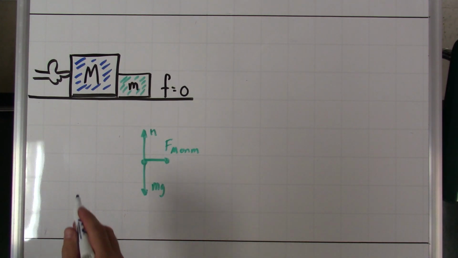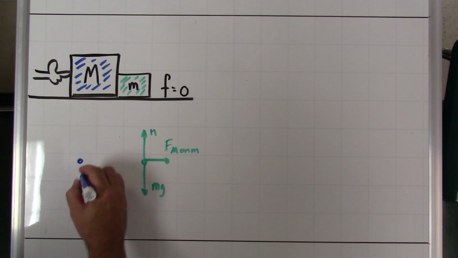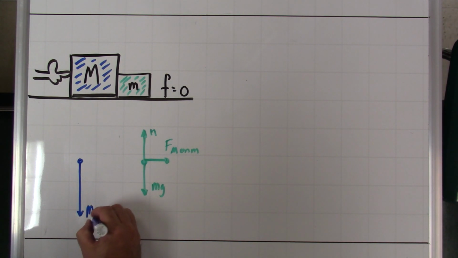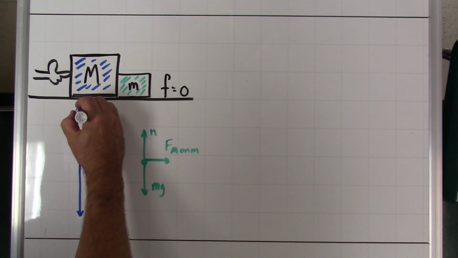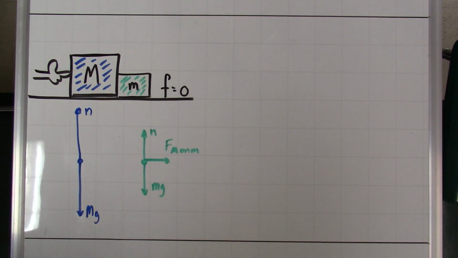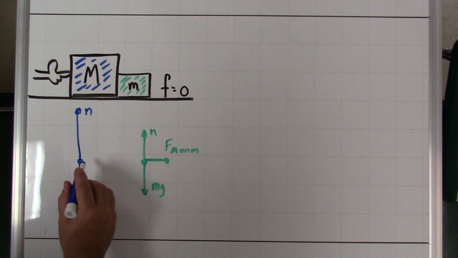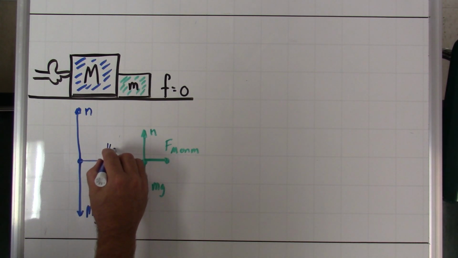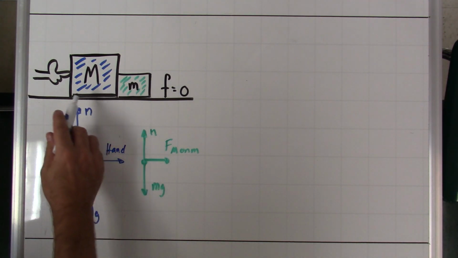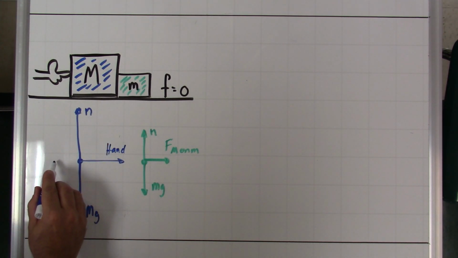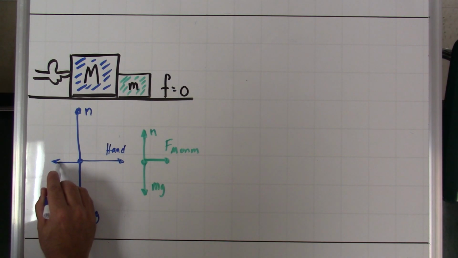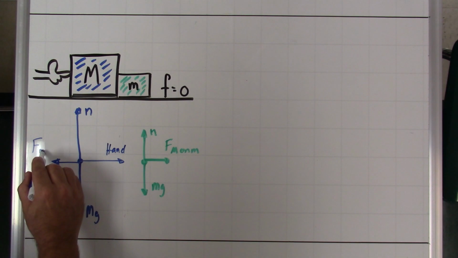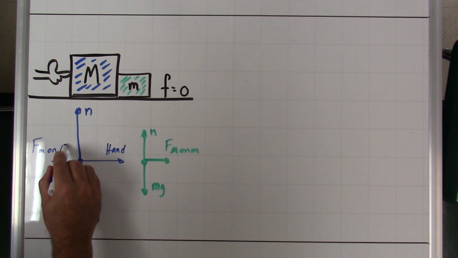When we look at the big block, we have similar forces. We have big mg, that's the weight of the big block. We also have a normal force here. Those balance. We have the hand pushing to the right, and because it's contacting, we have the little block, the little m, pushing backward. This is the force of little m on big M.